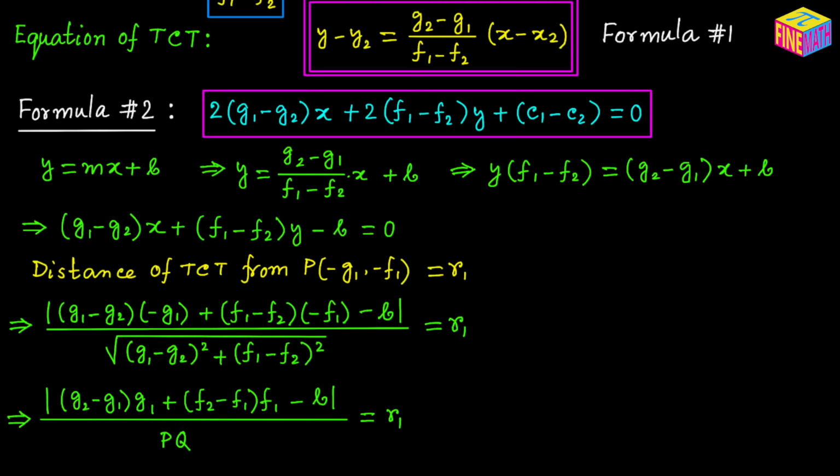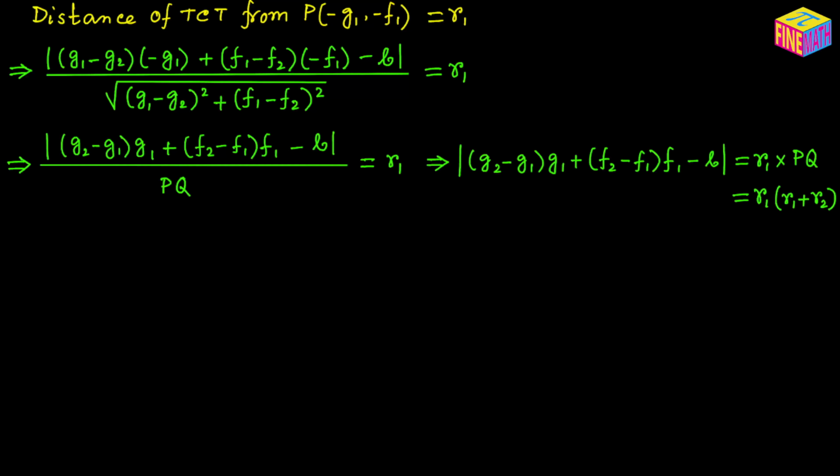So in place of the denominator, I am writing PQ because that is the length of PQ, and our equation will look like this. And then if we bring the denominator to the right hand side, our equation will look like this. And that can be written as r sub 1 times (r sub 1 plus r sub 2). In place of PQ, I am writing r sub 1 plus r sub 2. And now if we get rid of the absolute value sign, then we can say that the left hand side can be written like this, and the right hand side can be written as plus or minus r sub 1 times (r sub 1 plus r sub 2). So I simply got rid of the absolute value sign, and I have used the plus or minus sign on the right hand side.